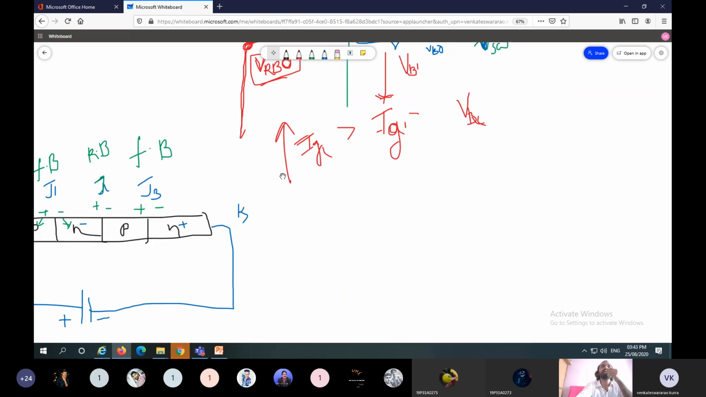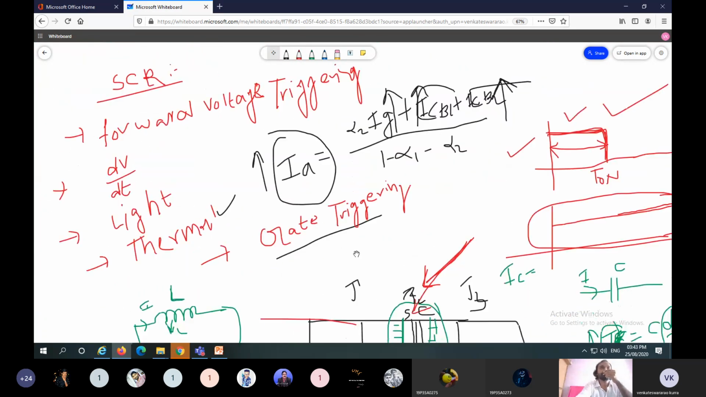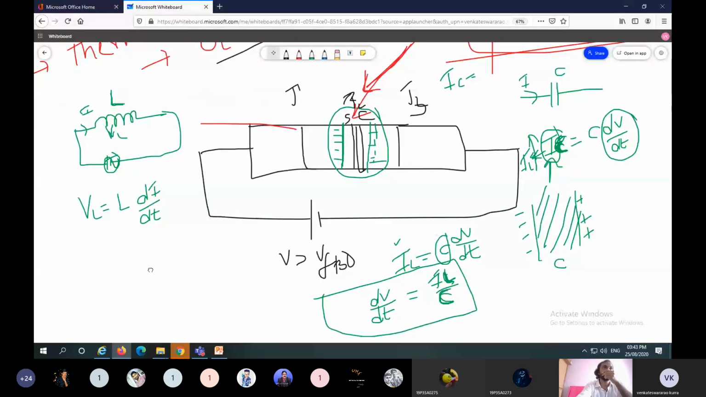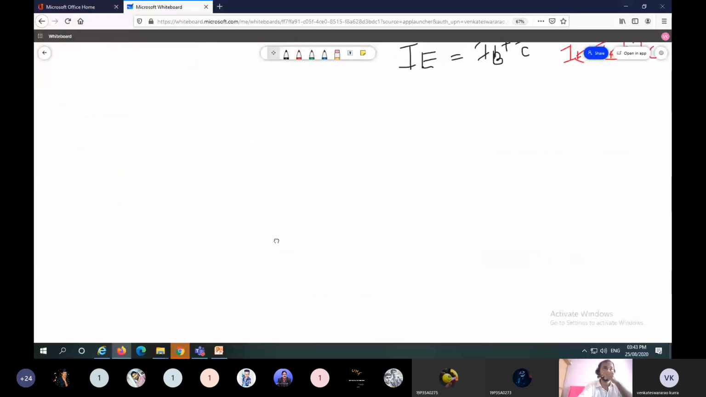Next type of characteristics is dynamic characteristics. The other name of dynamic characteristics is switching characteristics. Switching characteristics is also known as dynamic characteristics. And the dynamic characteristics are classified into two types: characteristics during turn on state and characteristics during turn off state. So these are the switching characteristics. Switching characteristics are dynamic characteristics.